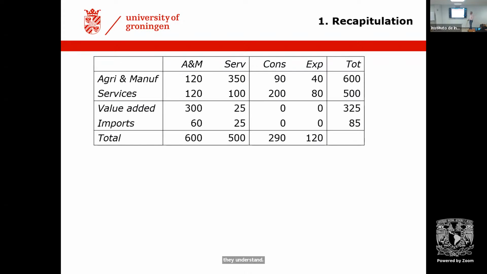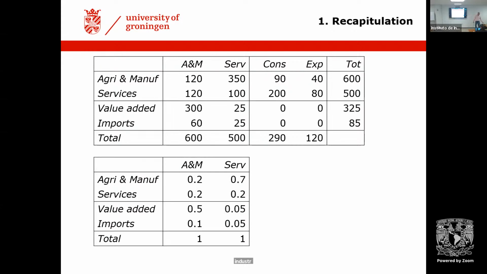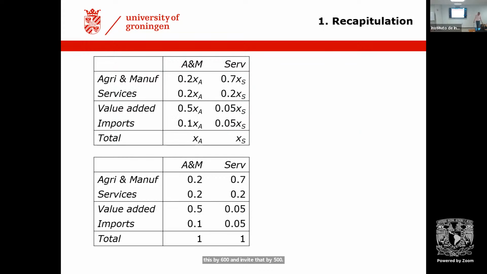So I give them the simplest input-output table that exists, two industries. I tell them what is in the input-output table. And then I ask the question, who wants to produce 600 and 500? How much do you need if you produce only one? Well, then immediately they say, oh, yeah, it's easy. You divide this by 600 and divide that by 500. So without mentioning the name input coefficients or whatever, they come up with these.